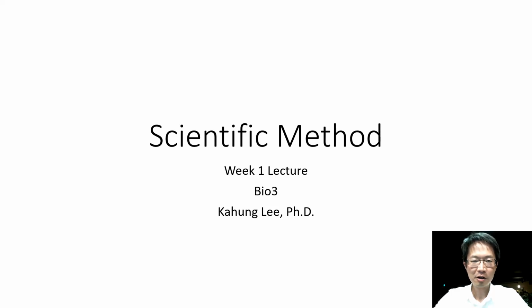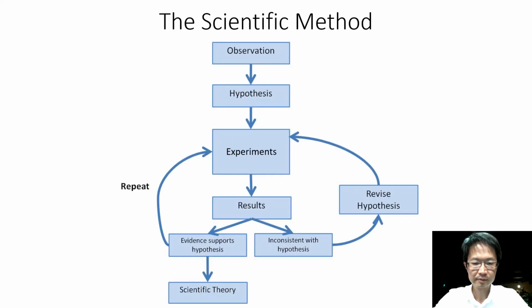So today, on Thursday, we will talk about what it means to do scientific study. How do scientists study life? Scientists use something called the scientific method to study nature. So we'll talk about what the scientific method is today. So this is the scientific method.